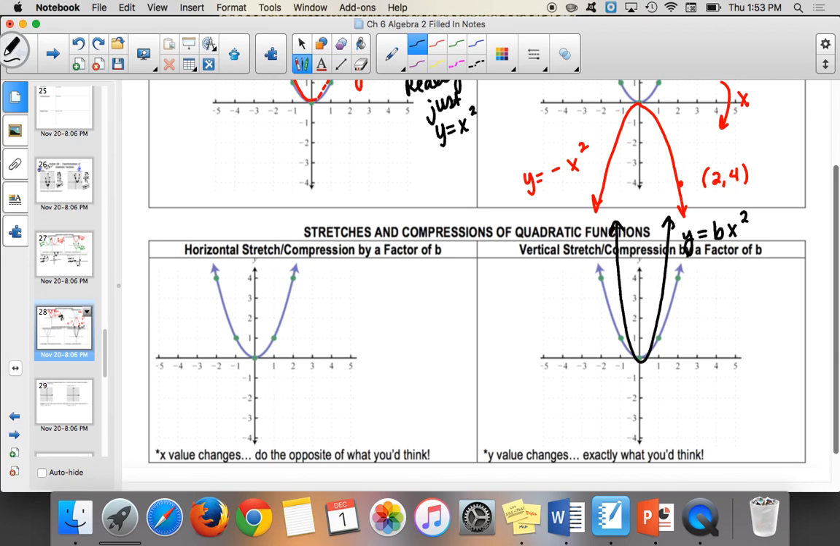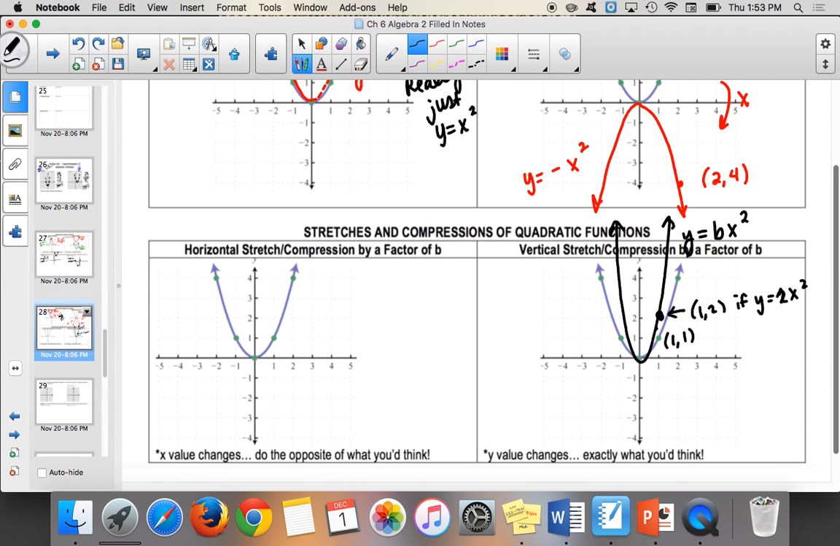And what happens is any point that we had, like this point 1, 1, if I multiply it by 2, let's say I had 2x squared, it goes up to 1, 2. So 1, 1 goes up to 1, 2 if y equals 2x squared. Do you guys see what I'm saying? It gets stretched up. So 0, 0 is still at 0, 0. But 1, 1 gets stretched up to 1, 2. And then 2, 4, if I double the y value, it'd be 2, 8, right? Do you guys see how that's going to stretch it vertically?